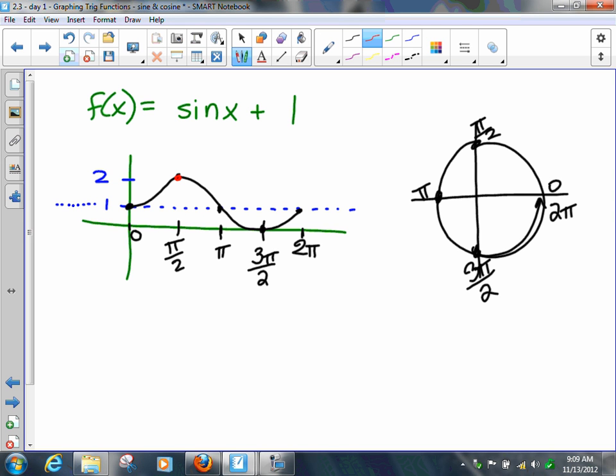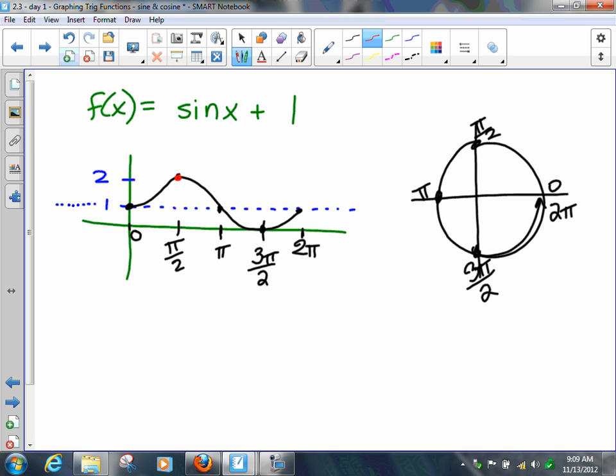Notice that the maximum value occurs when x is what? Pi over 2. The minimum value is at 3 pi over 2. Do you guys see that? And doesn't that make sense?